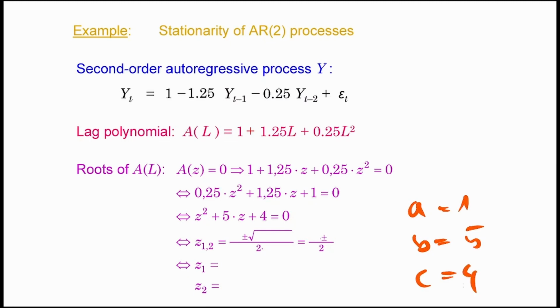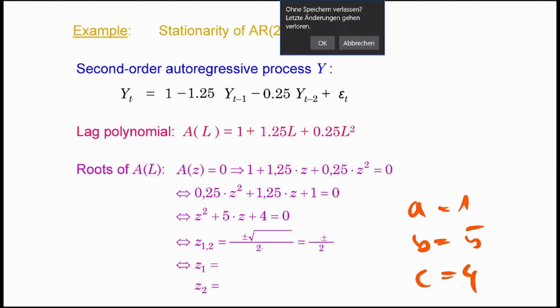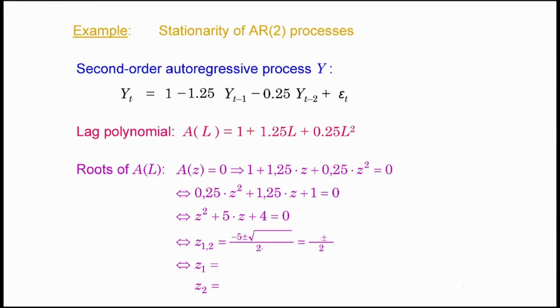And if you put that together, minus b is going to be minus 5, and then you have plus minus the square root of b squared, which is 25, minus 4 times a times c, which is going to be 16. So 4 times 1 times 4 is 16. So 25 minus 16 yields 9, so the discriminant is 9, and the square root of that is going to be 3.